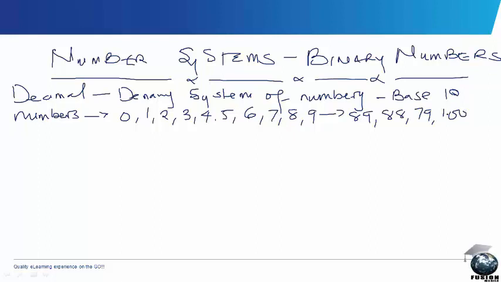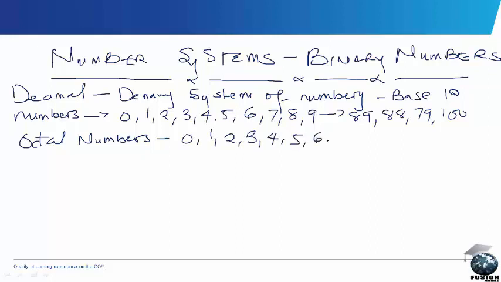There are other number systems. We have the octal numbers. These numbers consist of 8 digits, ranging from 0, 1, 2, 3, 4, 5, 6 and 7. The 8th digit is not included in the octal numbers.